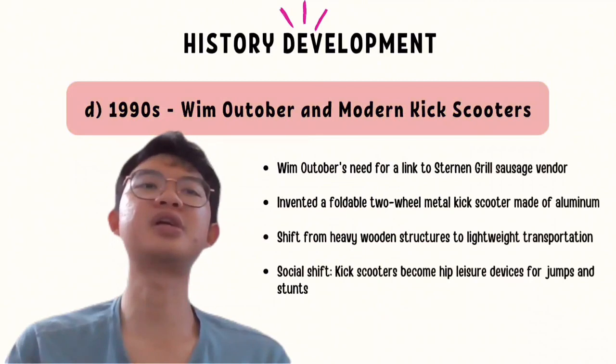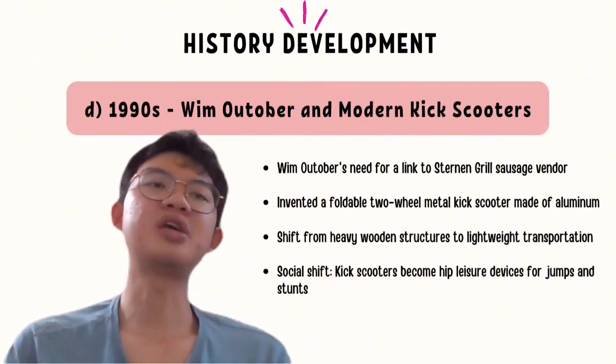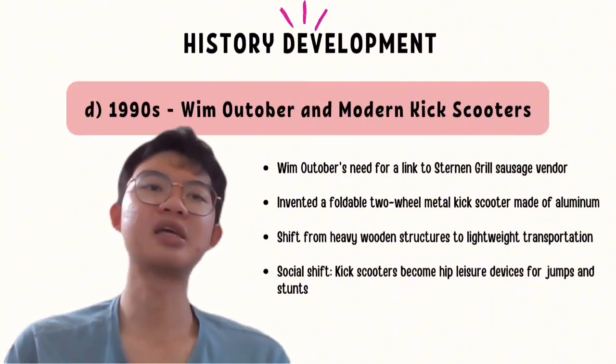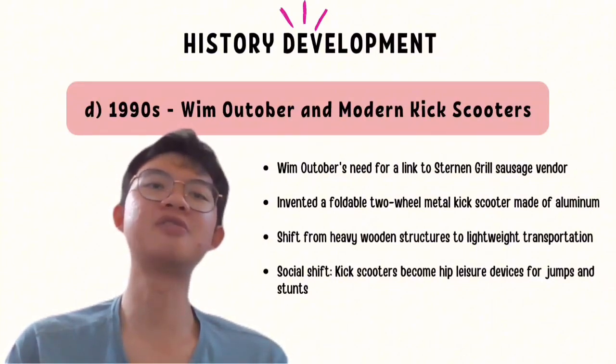Finally, time flies to the 1990s when modern kick scooters were invented. It all started from Wim Ouboter's need for a link to a Sternen Grill sausage vendor. So, he invented an affordable two-wheel metal kick scooter made of aluminium. This was an important shift from heavy wooden structures to lightweight transportation. Until now, kick scooters have become hip leisure devices for jumps and stunts.